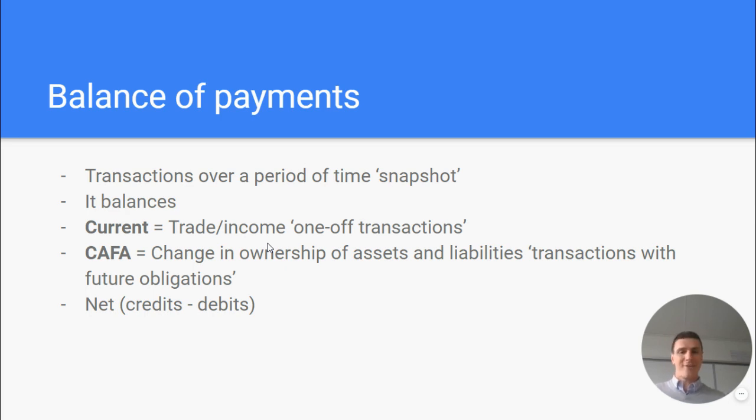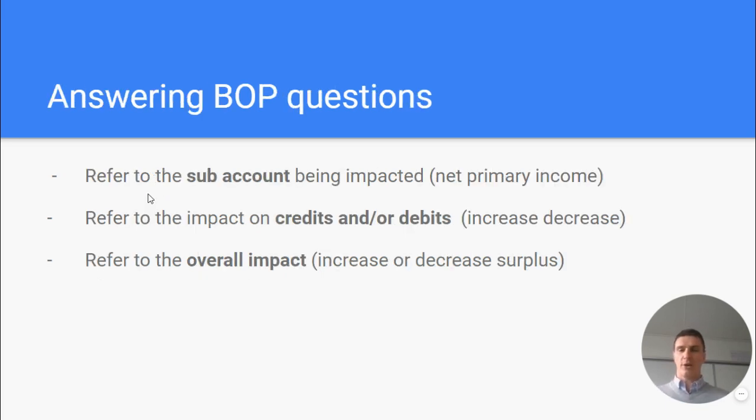We have one side called the current account, which is one-off transactions. Basically, when we sell goods overseas, when we trade, or when we receive or send income overseas, and the CAFA, which is change in ownership of assets and liabilities. You know that, but just a little refresher. It's important because when you're answering balance of payments questions, you always need to refer to these three things. You always need to refer to the sub-account. So is it net goods, net services, net primary incomes, net secondary incomes, maybe? I doubt it. Then what happens on that account?